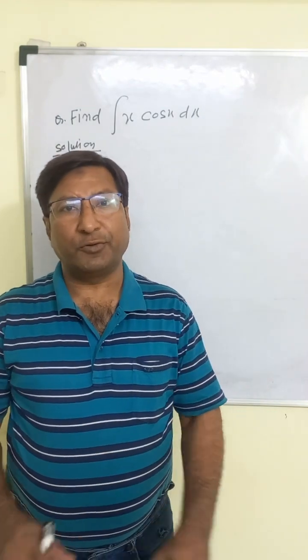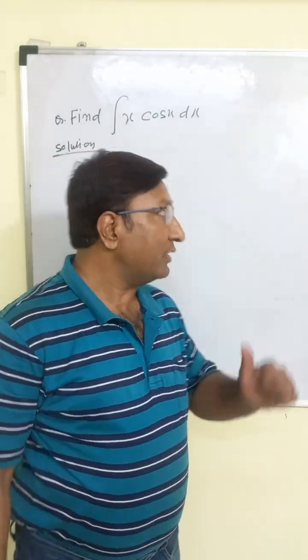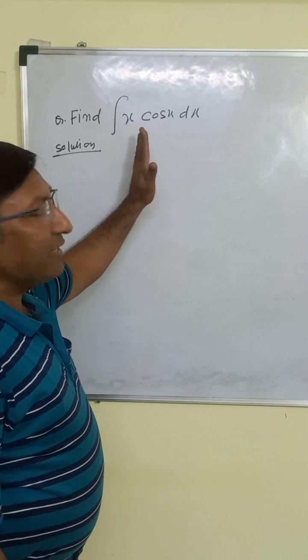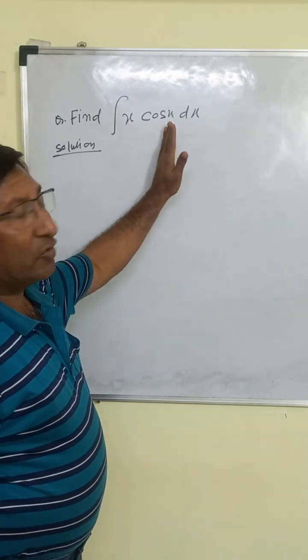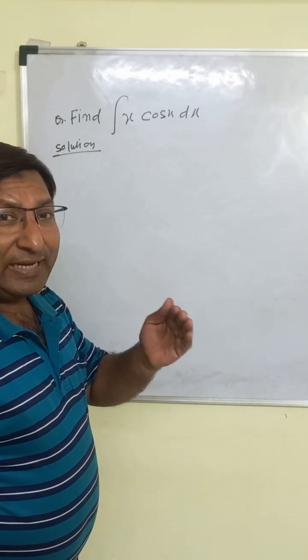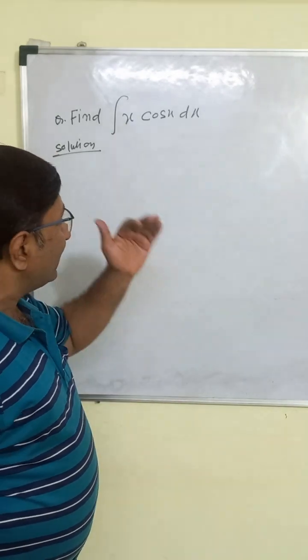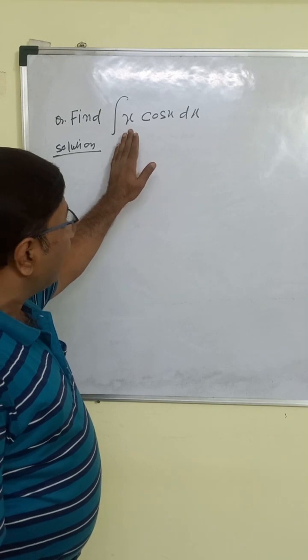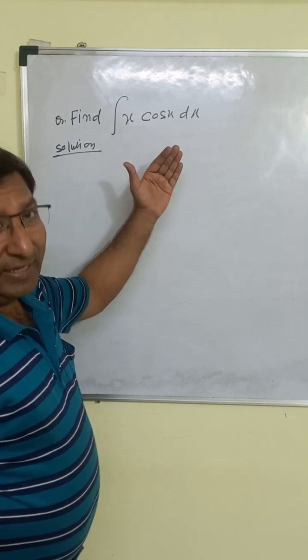Most important question of integration. Let us see the question. Find integration of x cos x. For this type of question, we can solve very easily by integration by parts. In integration by parts, we are integrating the two factors, two multiples you can say.